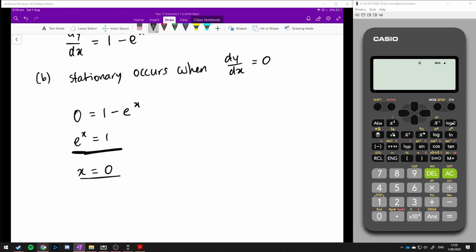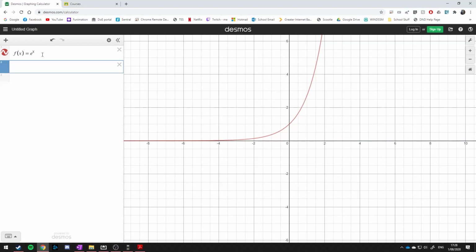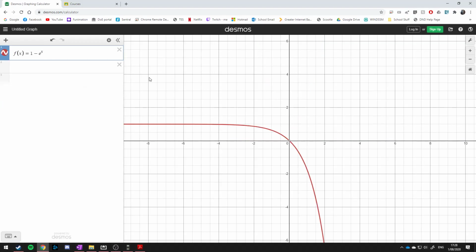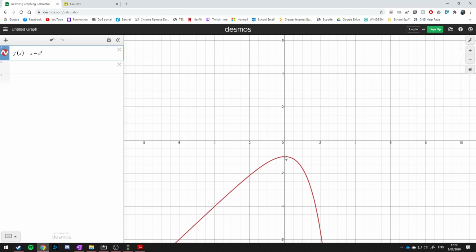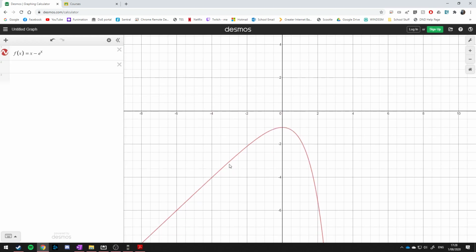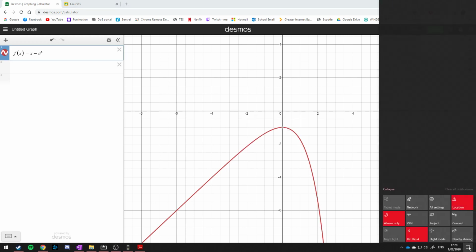So if we actually have a look at this function using our Desmos tool, here's x minus e to the x. I believe our function was x minus e to the x. You can see we've got this stationary point at (0, 1) here, where the curve comes up, slows down, stops, and then comes back down. So that is a maximum point there.